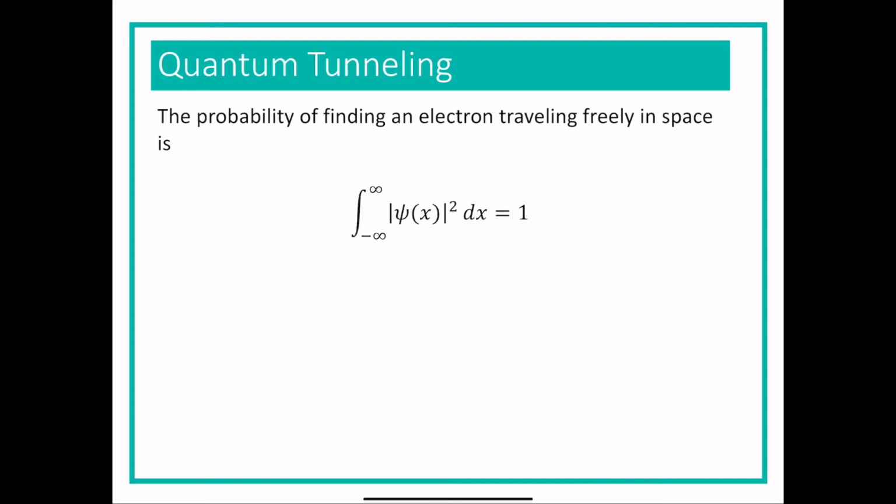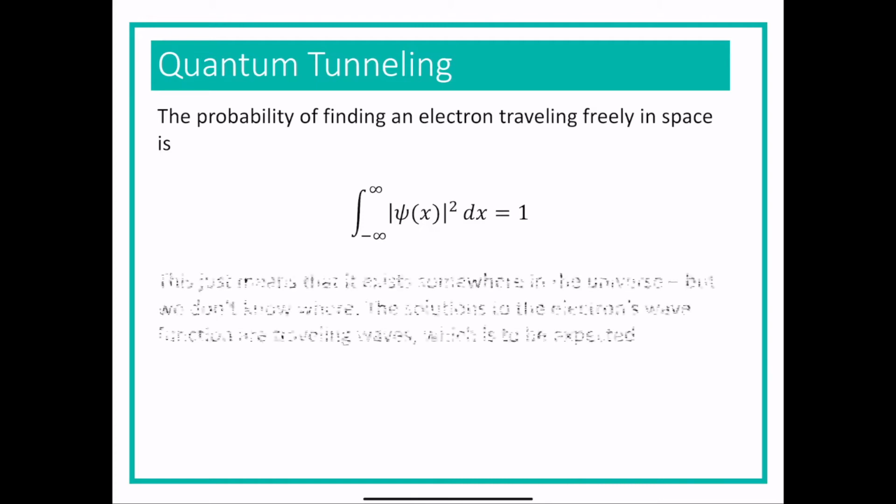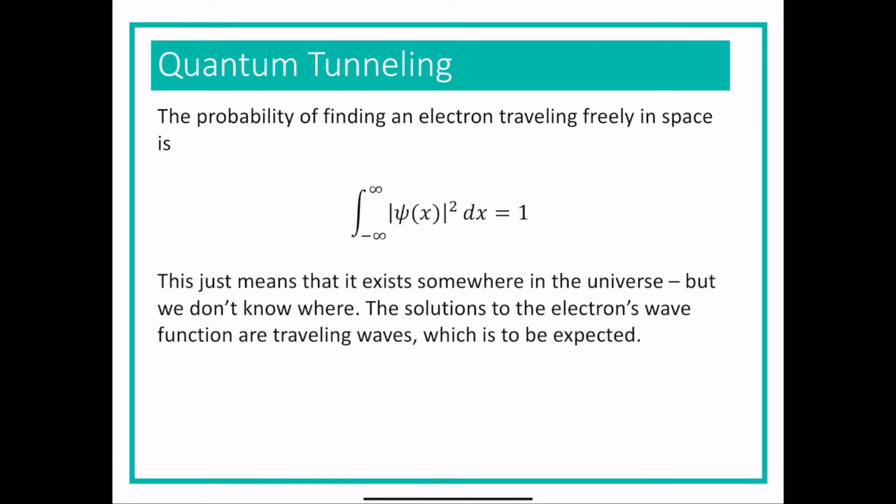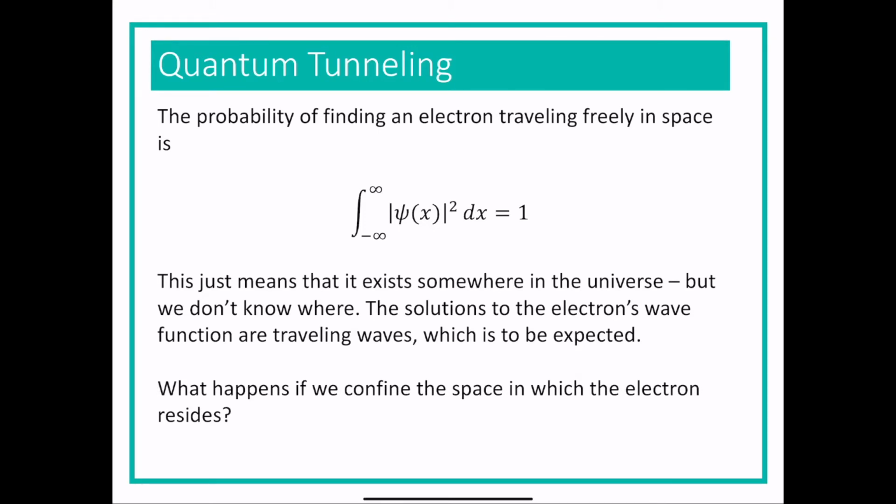So if there is an electron there, if we were to just take its wave function, square it, and then take the integral of it, we could find the exact probability of where it is. And if it's in free space and it's infinite space, the probability is going to be 1. So that just means it exists somewhere. We don't know where because the universe is so big, but it means it exists in the universe somewhere, which again is unremarkable. But what happens if we are able to confine the space in which the electron is?